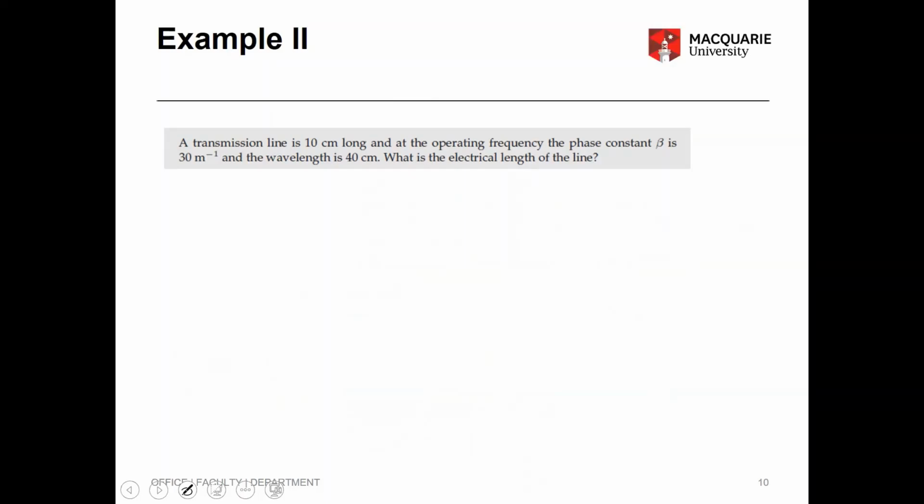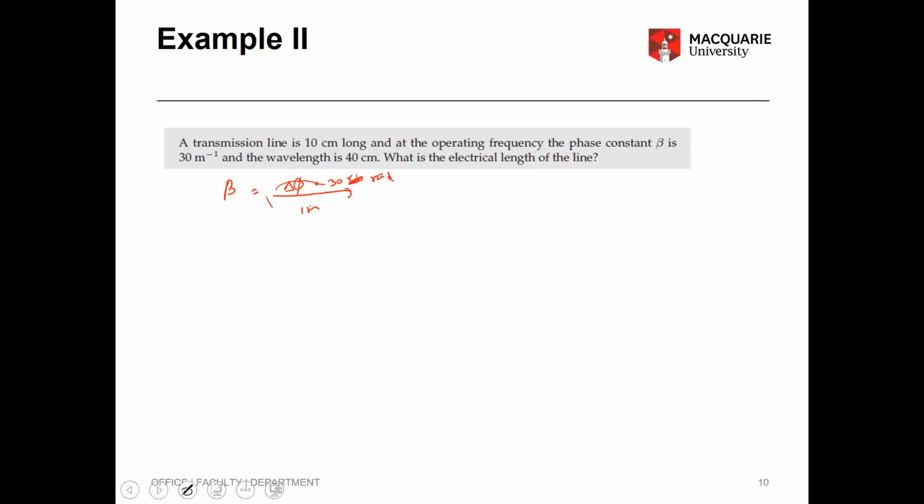As an example, a transmission line is 10 centimeters long, and at the operating frequency, the phase constant beta is 30 per meter, and the wavelength is 40 centimeters. What is the electrical length of the line? The beta simply says that for a meter length, the phase change is 30 radians. That's what it means.